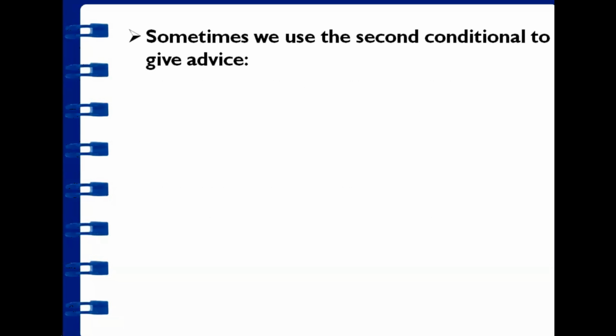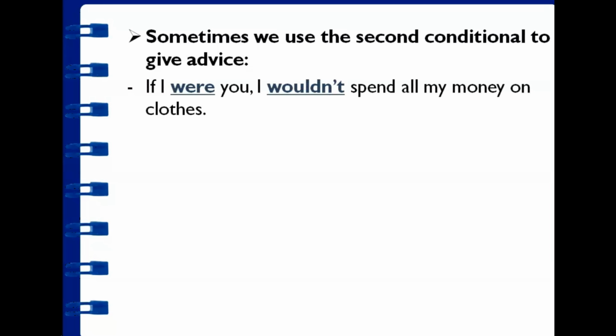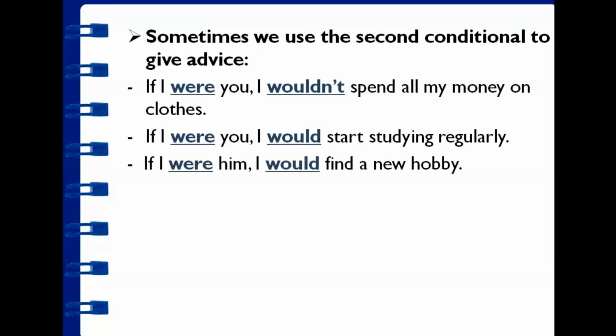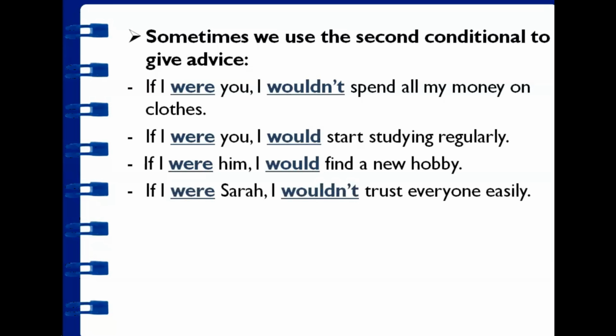Sometimes we use the second conditional to give advice. If I were you, I wouldn't spend all my money on clothes. If I were you, I would start studying regularly. Of course, you can change you and the object position with other objects. If I were him, I would find a new hobby. If I were Sarah, I wouldn't trust everyone easily.